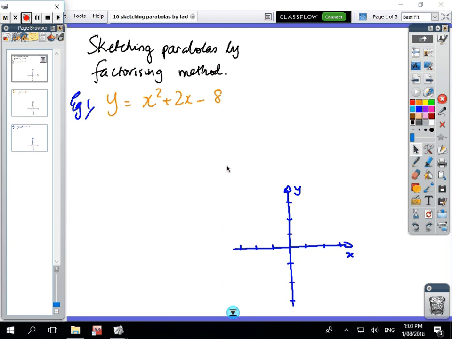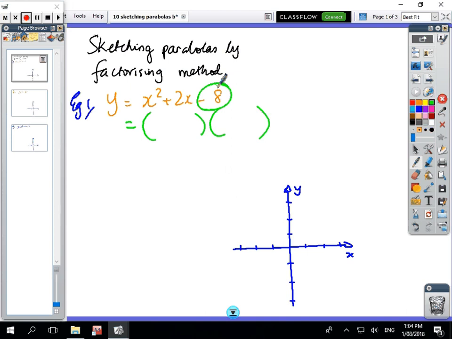Okay, so we've got other techniques. We've got the quadratic formula. We've got completing the square. So in this one, we're doing factorising. So we're looking for two brackets where the two numbers multiply to give minus 8, and the numbers add to 2.